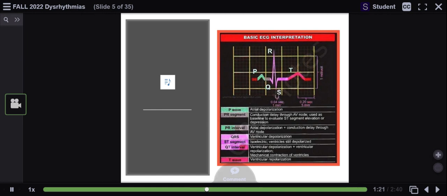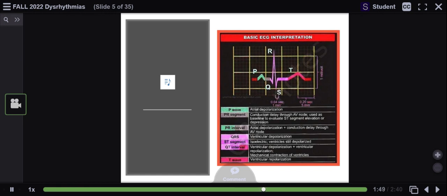repolarization. So you look at this sequence here, we're going to have atrial depolarization that occurs at the P wave, followed by the ventricular depolarization and then ventricular repolarization, which is what we need for a normal rhythm. The P wave is followed by the QRS, followed by a T wave. Don't worry about the U waves yet. We're not talking about those in nursing 3.